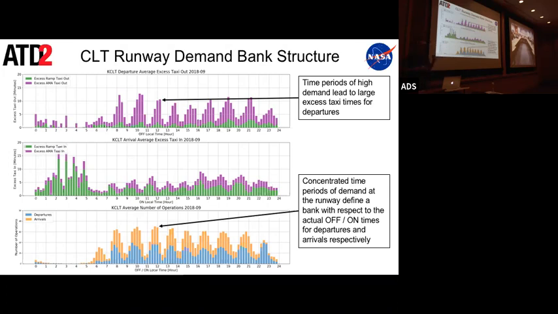For this graph, this is a view of the demand based on the runway usage time of the departures and the arrivals. Each bar here is a 15-minute interval, and an aircraft gets placed in that bucket if it uses the runway within that 15-minute bucket. And what we can see here is that there are these concentrated time periods of demand. This is what we call a bank. So a bank is the concentrated time periods of demand.